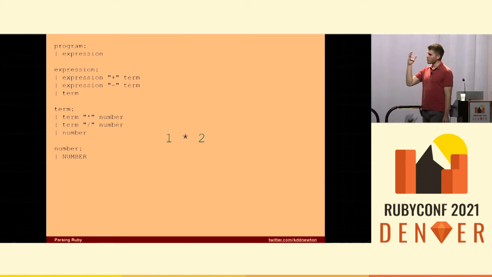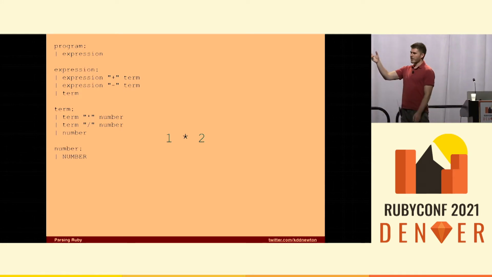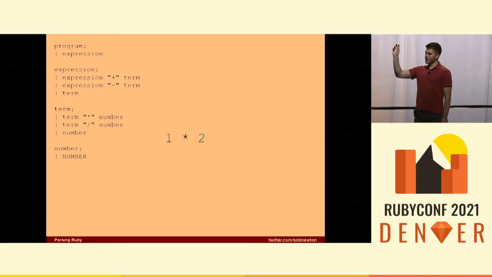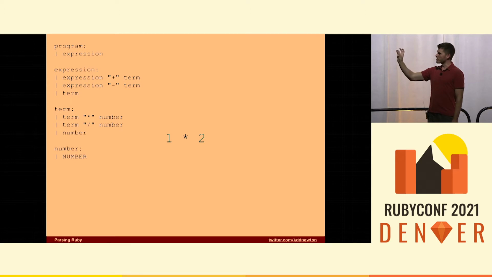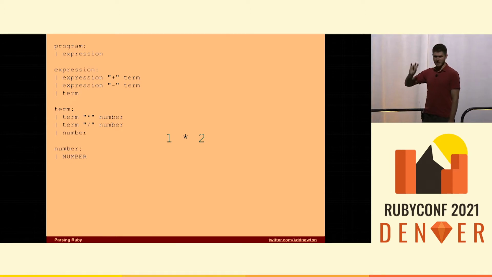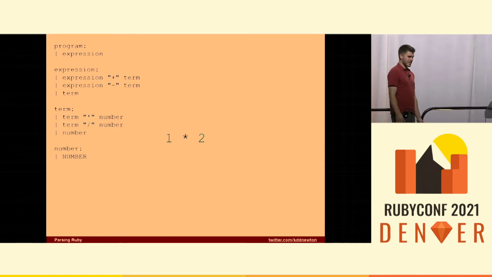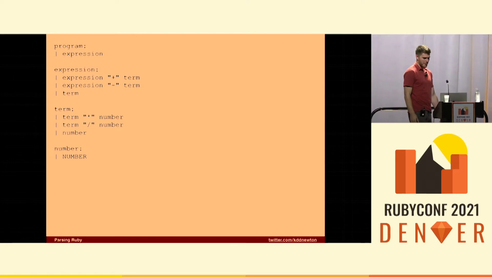This kind of language can accept 1 times 2. You have to do a little bit of substitution in your head. You say, okay, 1 times 2 is the entire language, right? Our language is an expression. We go down to the expression, we say an expression is just a term. A term is a term times a number. A term is a number, so it's a number times a number. Stay with me. I promise this is going to make sense in a second.